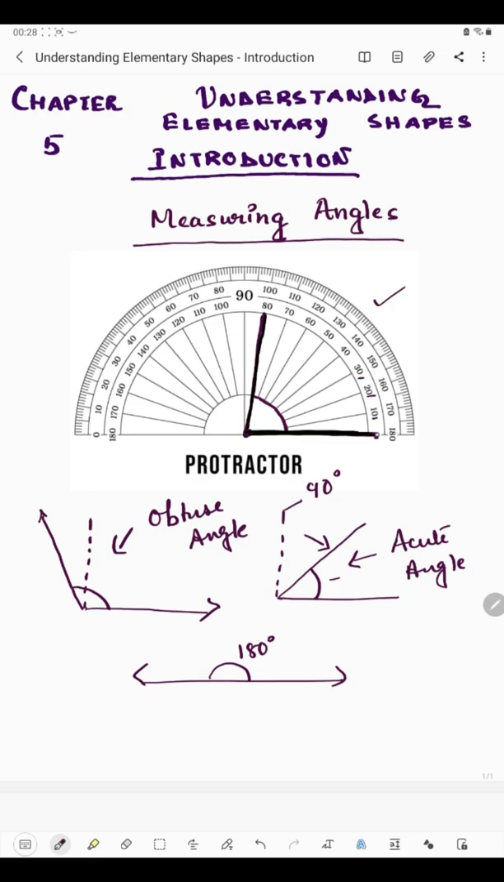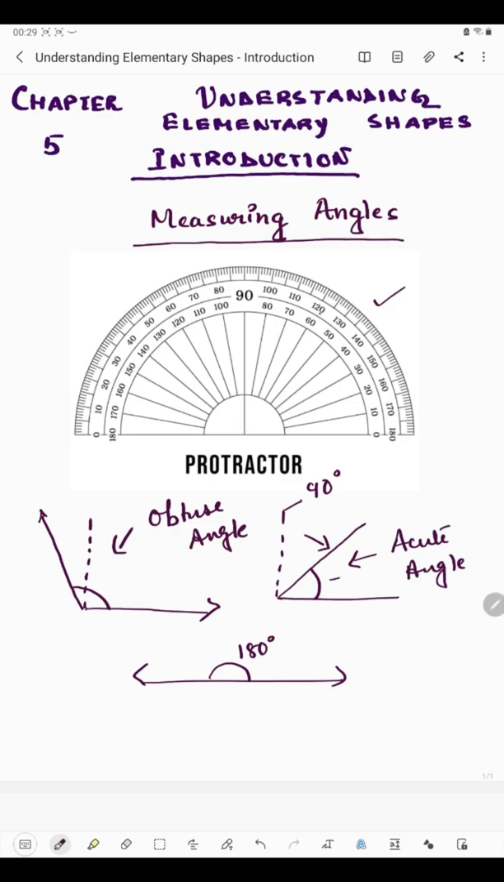Why? Because we can see that 100, 110, 120, these are all obtuse angles. Here, this angle is less than 90 degrees, so that means it's an acute angle, so it cannot be 100, 110, 120, right? So here we will see the lower part: 10, 20, 30, 40, 50, 60, 70. See, here is the line, so which angle is it? It's 80 degrees. Okay, let's take another example.